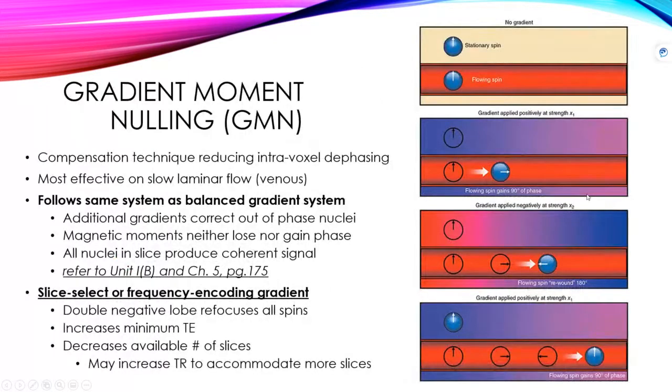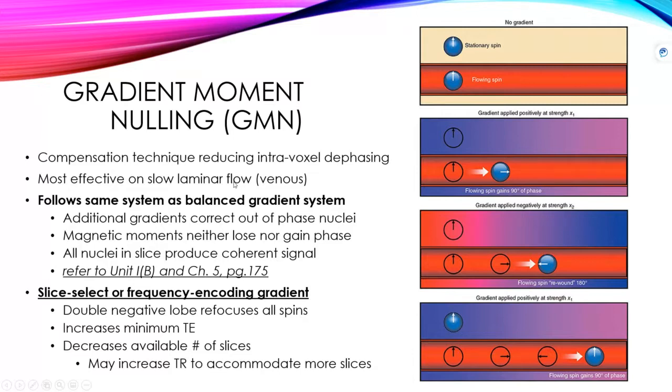So let's talk about gradient moment nulling just a little bit more. Remember, this is a compensation technique that we use to reduce intravoxel dephasing with flow imaging. It's most effective on that slow laminar flow. So the best time to use gradient moment nulling is when you're looking at venous flow, because it's slow and it's consistent velocity, consistent direction.